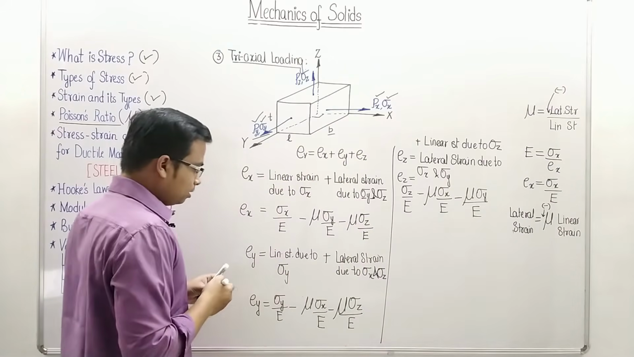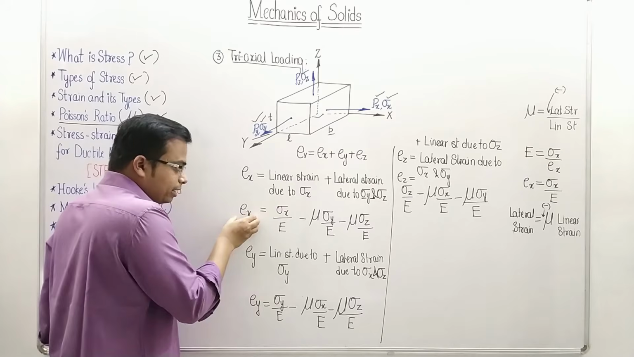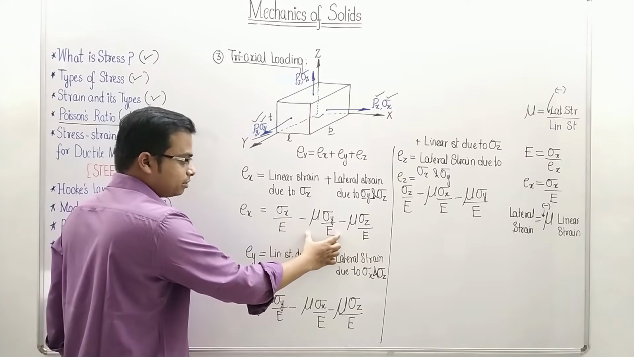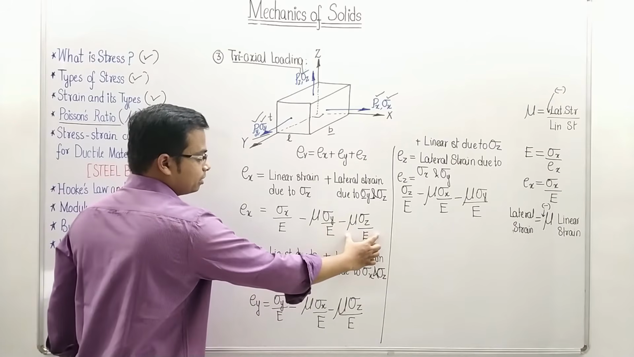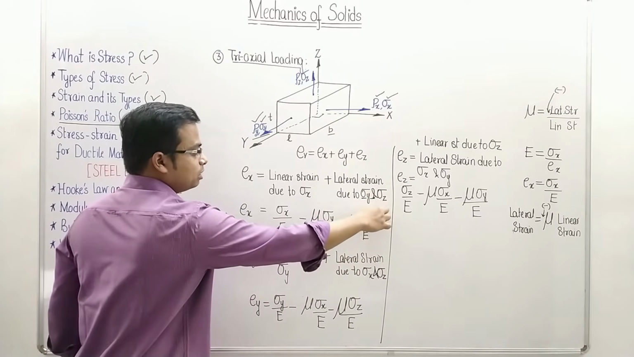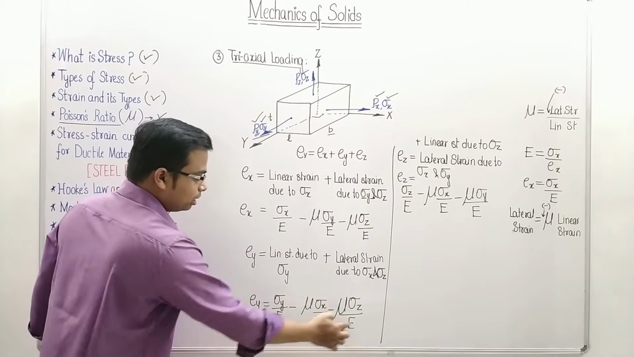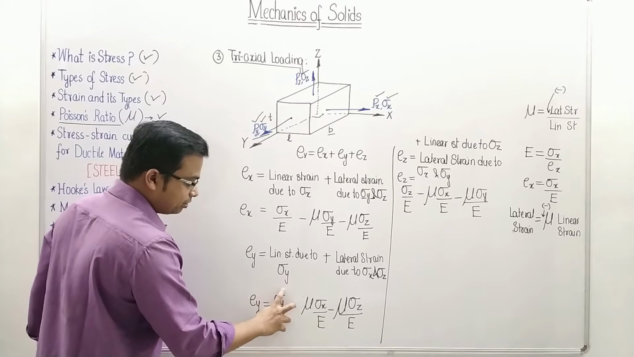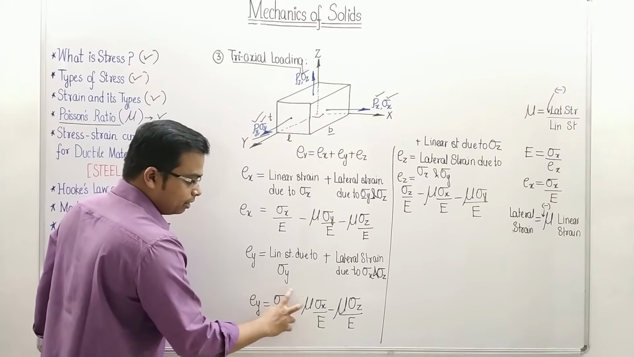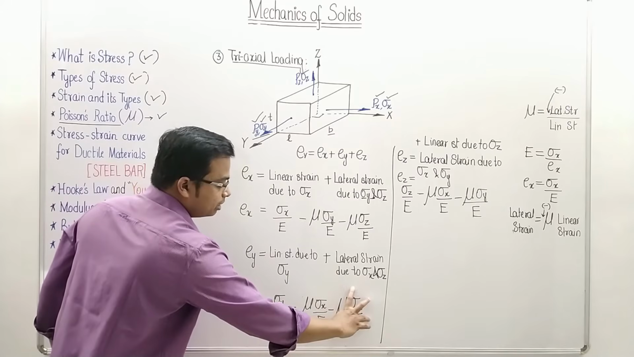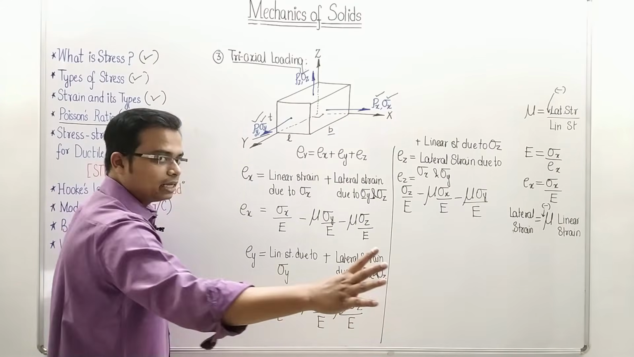Let me reiterate. Total strain along X is the linear strain along X minus the lateral strain along X. This lateral strain was because of sigma Y, this lateral strain was because of sigma Z. Here also this is the total strain along the Y direction, right? This is the linear strain along Y. This is the lateral strain along Y due to sigma x. This is the lateral strain along Y due to sigma Z. That's the entire idea.